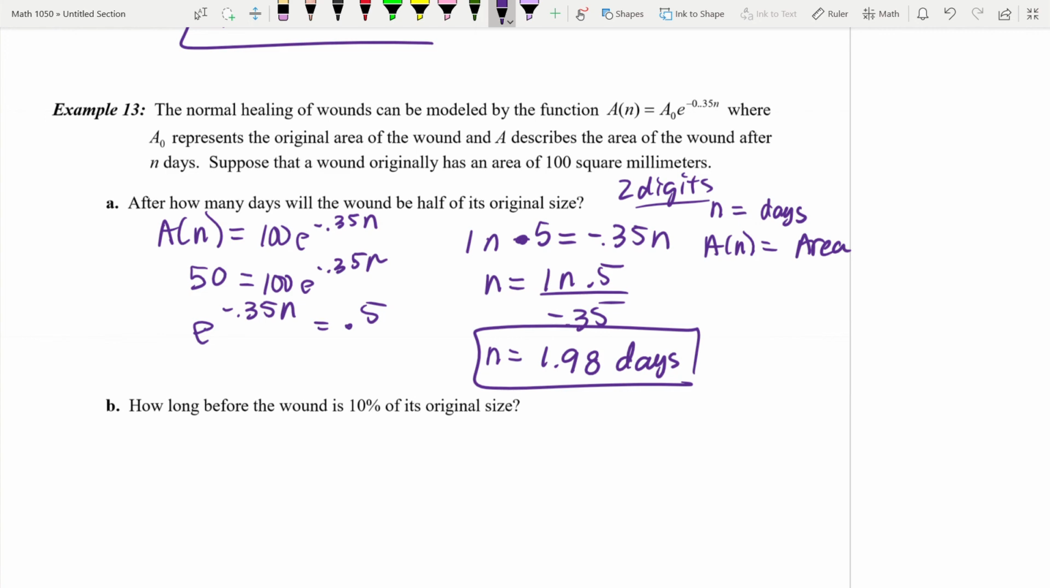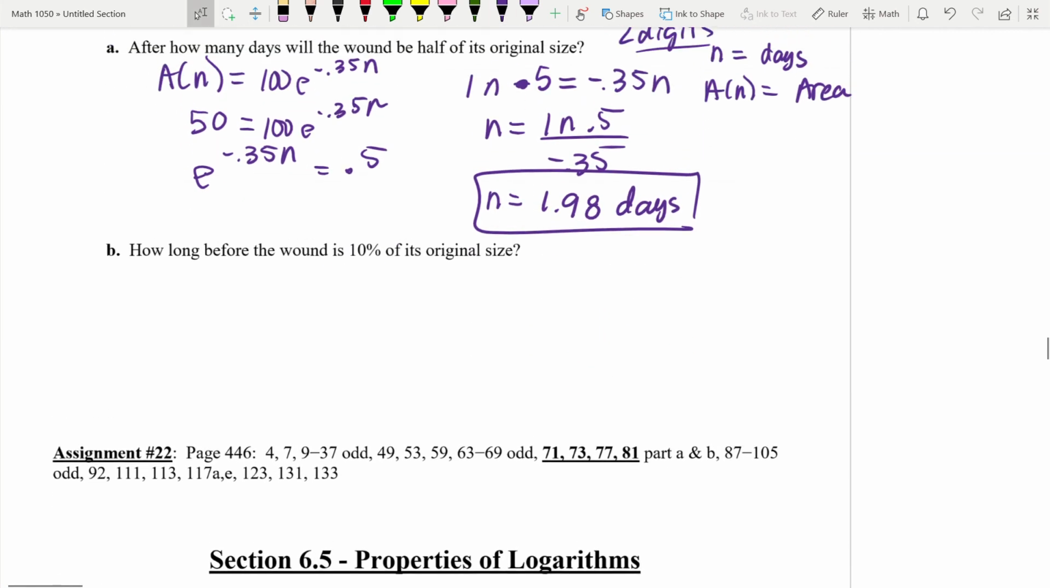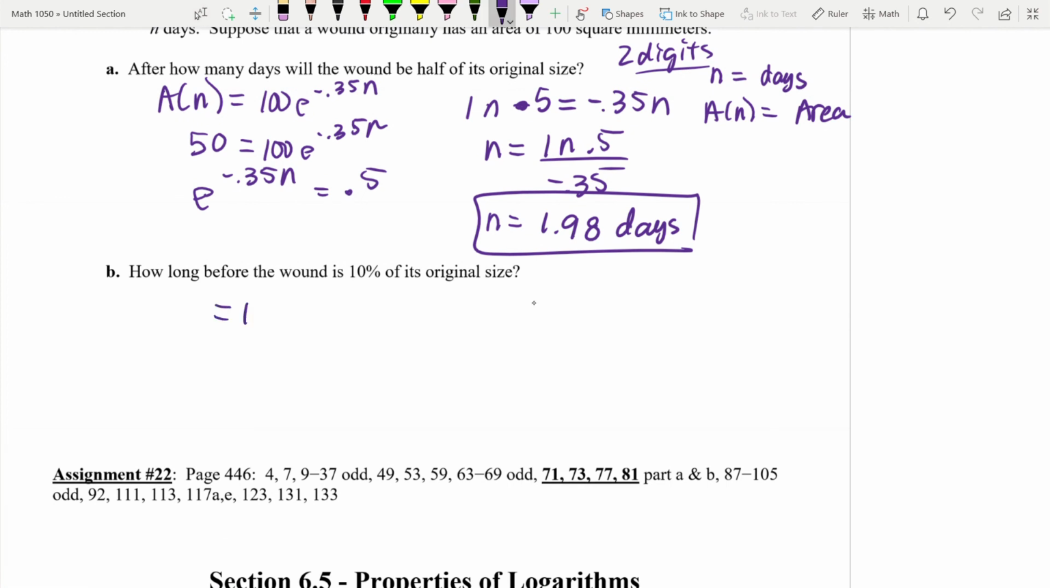Okay, let's finish this. How long before the wound is 10% of its original size? So how long, that means how many days. So they're looking for N. Somebody tell me what to put on this side over here. It is 10. 10% of 100 is 10. Am I stuck? Talk to me. No, what do I do? Divide by 100. So I have e to the negative 0.35n is 10 divided by 100. That is 0.1. You're making me nervous with this question.